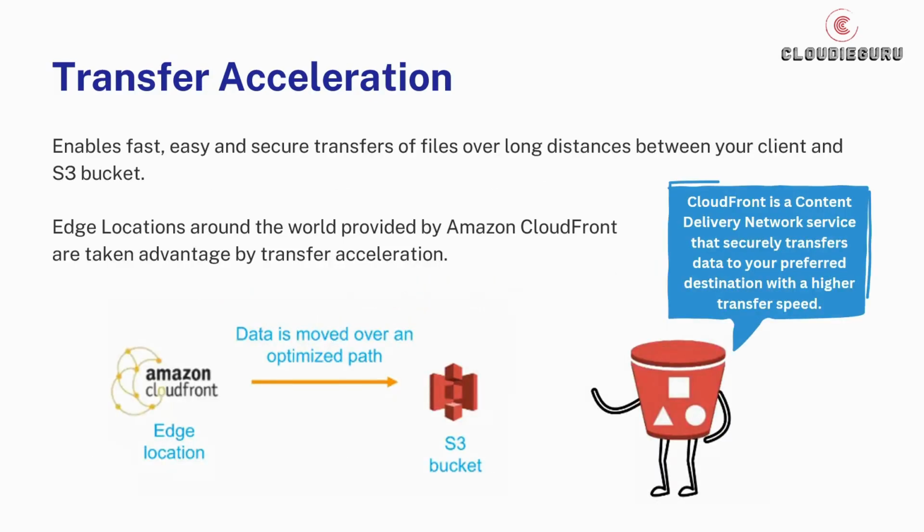Last feature that we will be discussing is transfer acceleration. It enables fast, easy, and secure transfers of files over long distances between the clients and S3 buckets. For accelerated transfers of files, edge locations around the world that are provided by Amazon CloudFront are used. As discussed in previous videos, CloudFront is a content delivery network or CDN service that allows secure transfer of data to any destination with higher transfer speeds. You can learn more about CloudFront by watching previous videos.